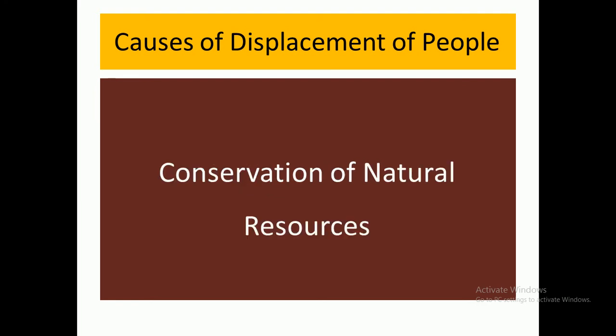Another cause is conservation of natural resources. Sometimes a particular area, it may be a forest resource, may contain very important endangered species or endemic species, or it may be recognized as a hot spot. So that particular area may be recognized as a reserved area. The people are prohibited from doing any work in these reserved areas. So in order to conserve the natural resources and the biodiversity, the people are forced to move from the native place to some other places.